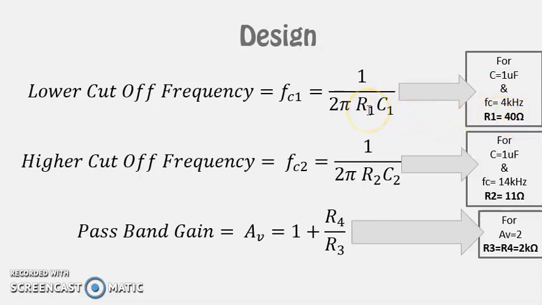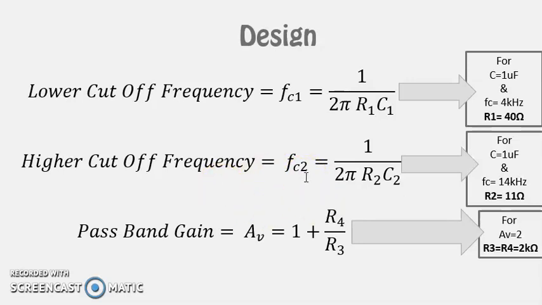So R1 is supposed to be kept equal to 40 ohms, while C1 is supposed to be kept as 1 microfarad for FC1 equal to 4 kilohertz. The second thing is to look for the values in accordance with the higher cutoff frequency.